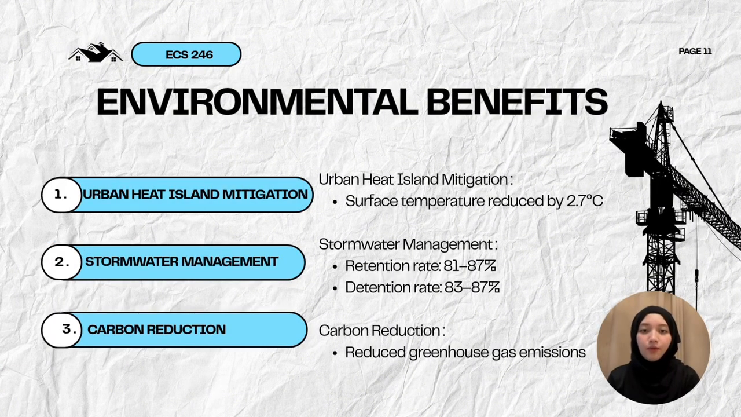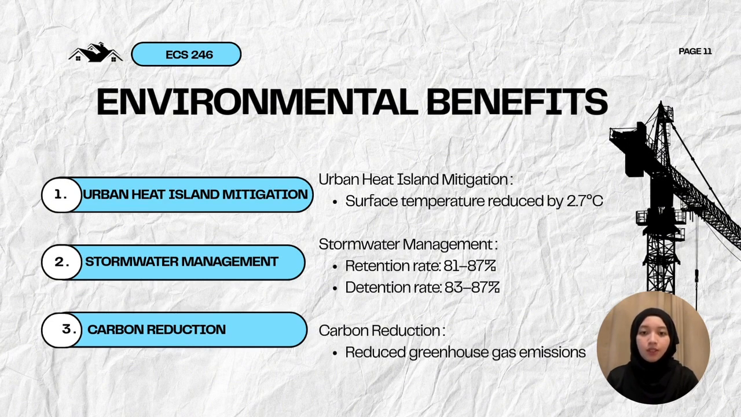Now, I'll explain the environmental benefit of green roof system. First is urban heat island mitigation. Green roofs help lower the temperature in cities by absorbing less heat than conventional roofs. Studies show that they can reduce surface temperature by around 2.7 degrees Celsius, making urban areas cooler and more comfortable.